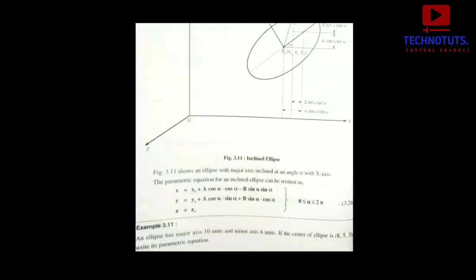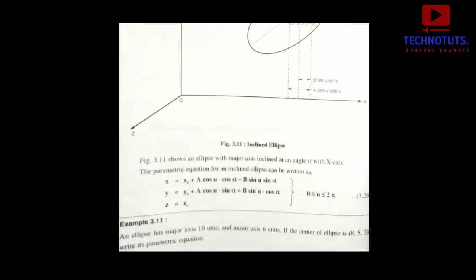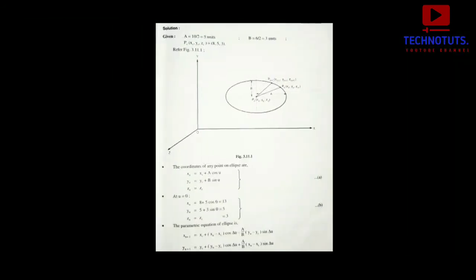Now let us see an example of an ellipse, how to solve a numerical on an ellipse. An ellipse has a major axis of 10 units and a minor axis of 6 units. If the center of the ellipse has the coordinates 8, 5, 3, write the parametric equation of the ellipse. Here you are provided with the major axis and minor axis, and also the center of the ellipse. What you have to find is the parametric equation of the ellipse.